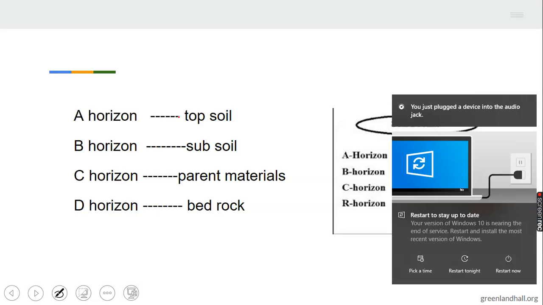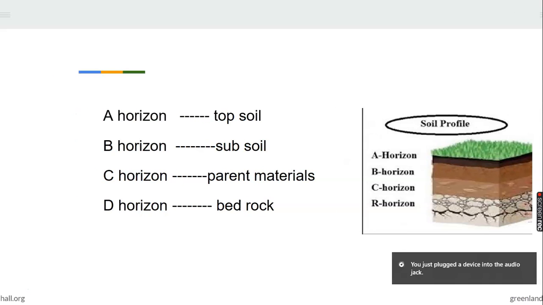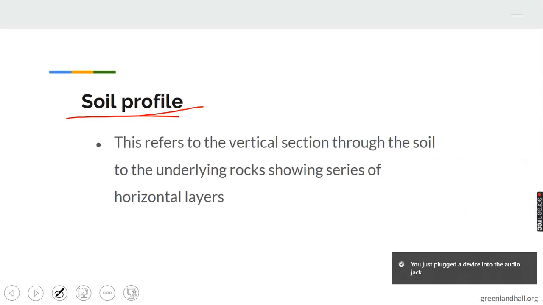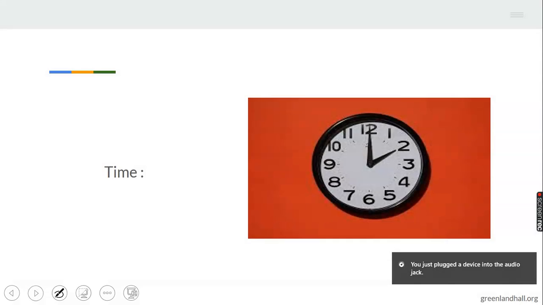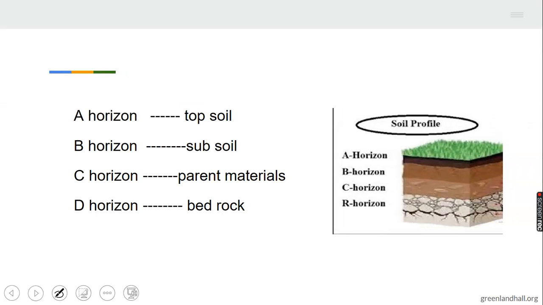We have Horizon A, which is called topsoil. As shown, topsoil is horizon A. Horizon B, subsoil. Horizon C, parent material. Horizon D, bedrock, as shown here.